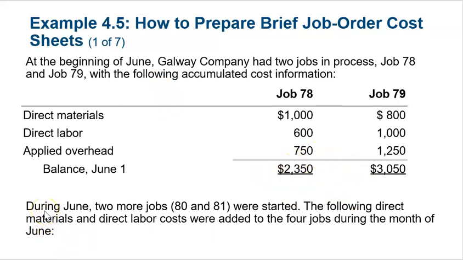Further information says that during June, two more jobs, numbers 80 and 81, were started. So these will have no beginning work in process. That's what this amount is right here, as far as we know right now. It says the following direct materials and direct labor costs were added to the four jobs during the month of June.